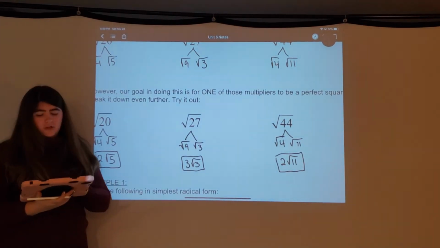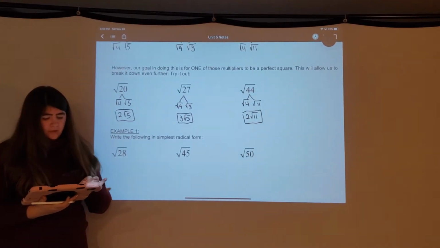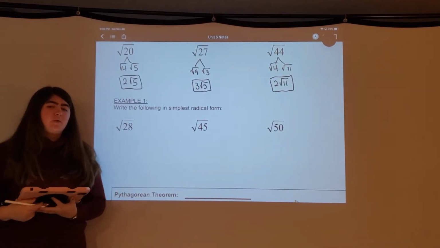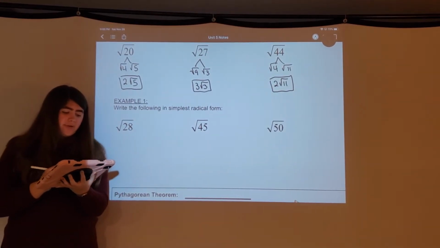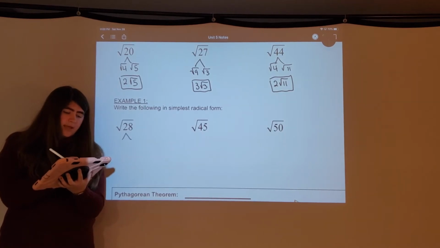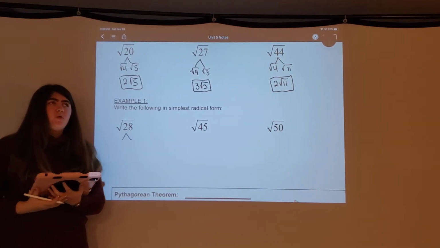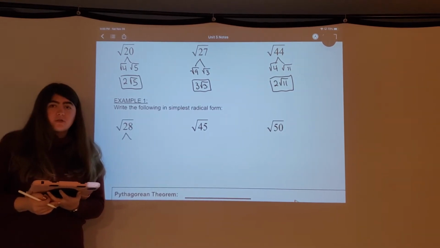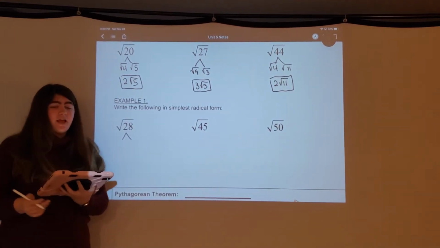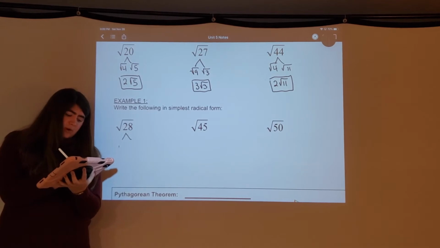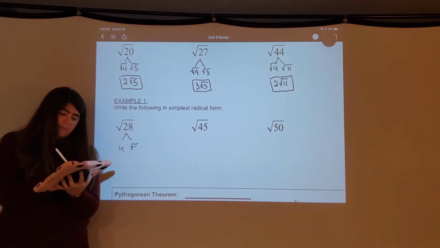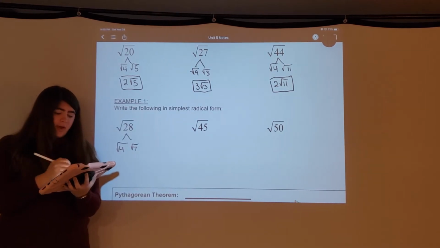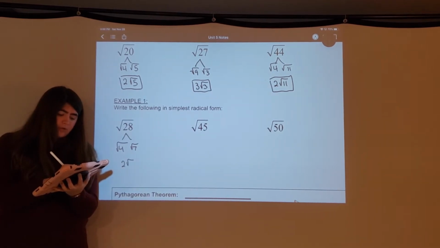Alright, let's take a look at example 1 here, where we're going to just practice that a little bit more. Example 1 says to write the following in simplest radical form. So I have 28, and I can split 28 into 2 and 14, but neither of those are perfect squares. 4 goes into 28, and that goes in 7 times, so that's the one that I'm going to work with, because 4 is a perfect square. So I have the square root of 4 and the square root of 7. The square root of 4 simplifies down to 2, so I have 2 square roots of 7.